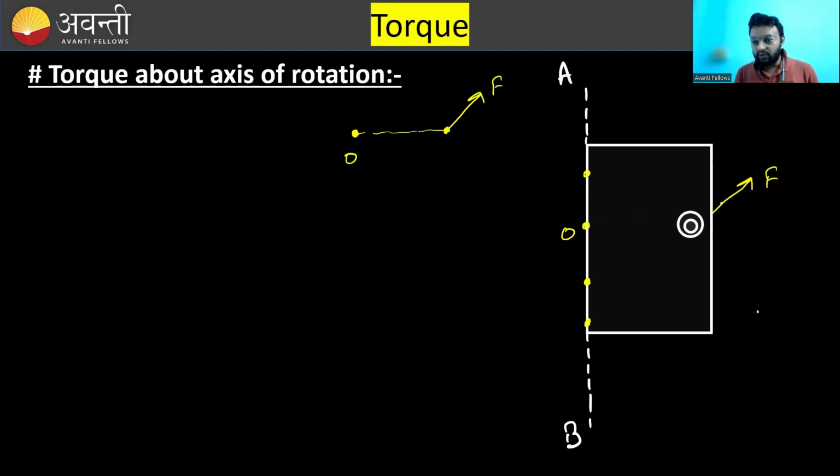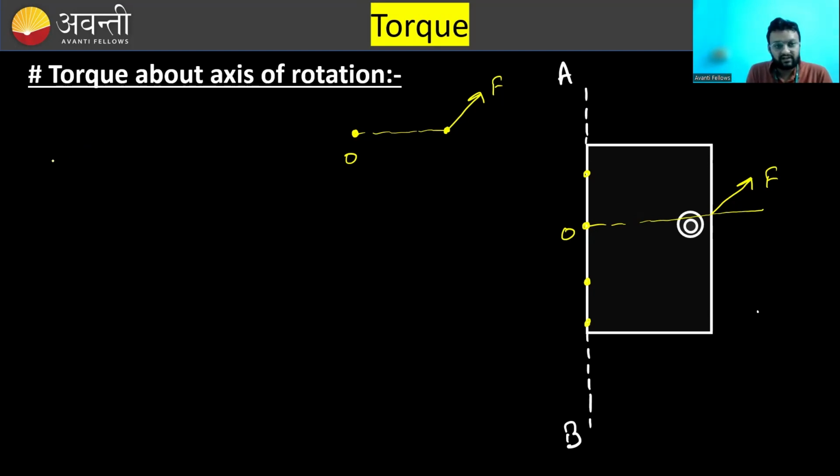Calculate the torque of this force about O, like r cross F, as we have done in yesterday's class. So after that, what you need to do is take the component of this torque. Remember, listen to me. Take the component of this torque about the line AB, and that will be your resultant torque about the axis.